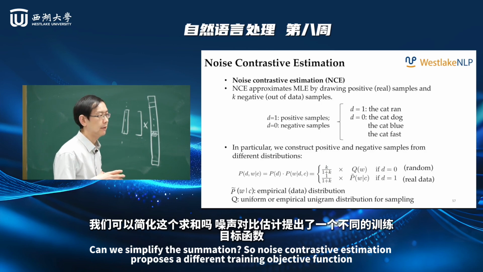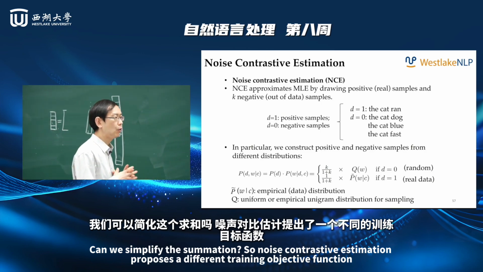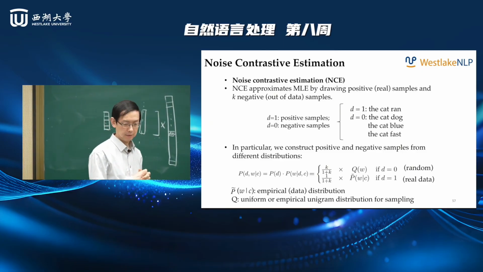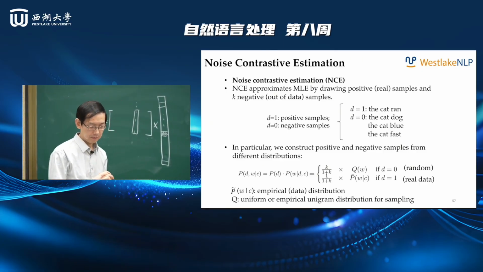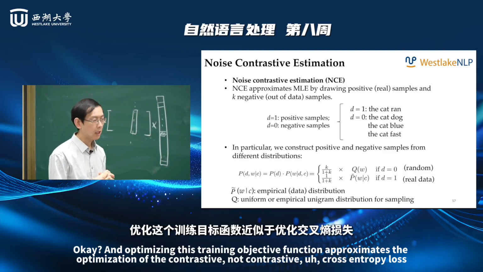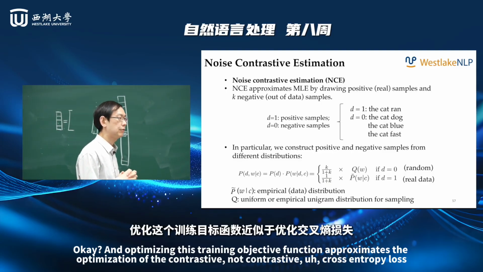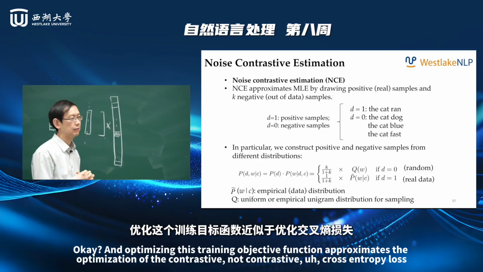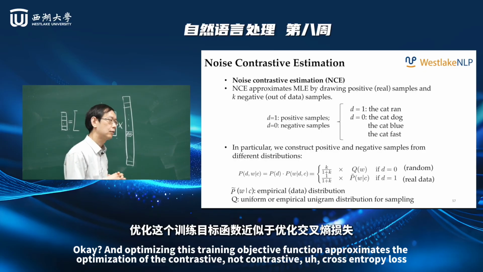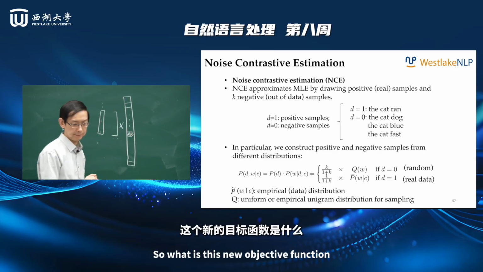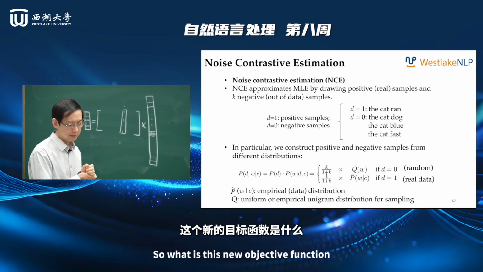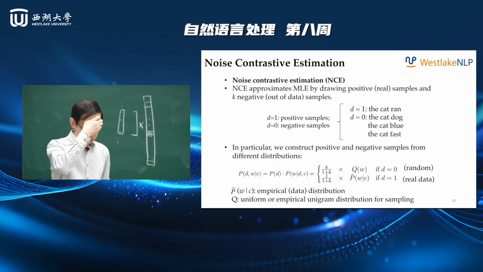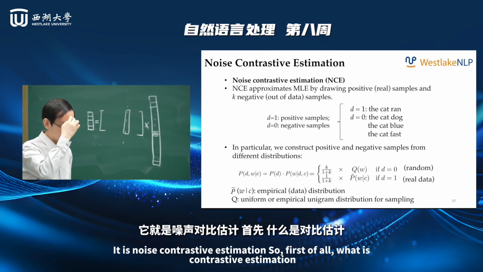So noise contrastive estimation proposes a different training objective function. And optimizing this training objective function approximates the optimization of the cross-entropy loss. So what is this new objective function? It is noise contrastive estimation.